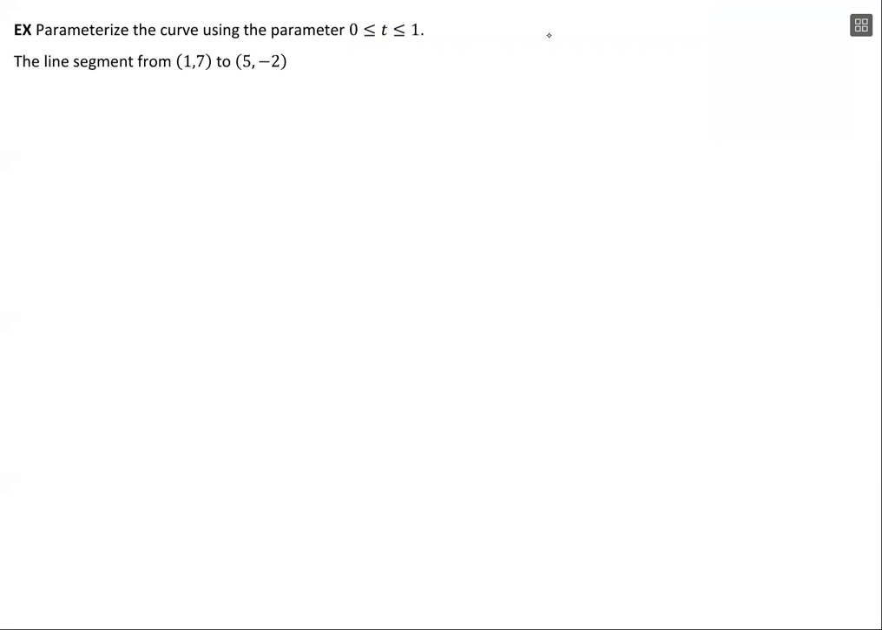So we're going from (1, 7) to (5, -2). I can graph this something like this. We've got (1, 7) over to (5, -2), and a line segment connecting those two. Actually, let's put those endpoints in blue as well. Okay, so from (1, 7) down to (5, -2).